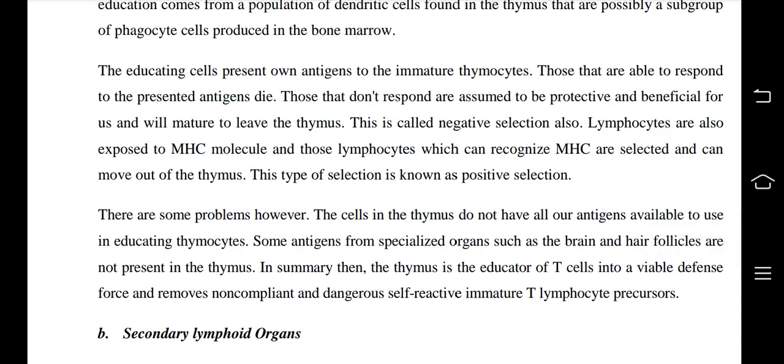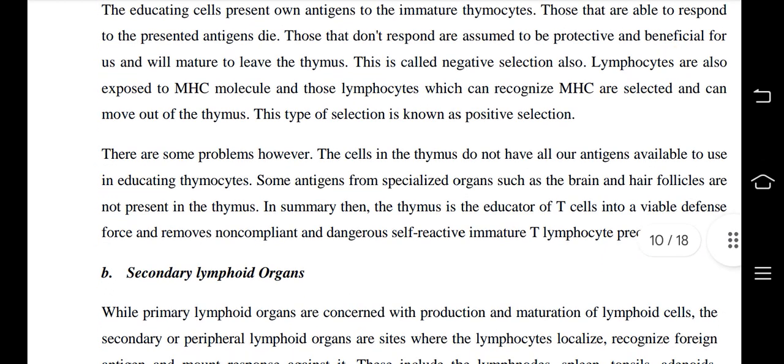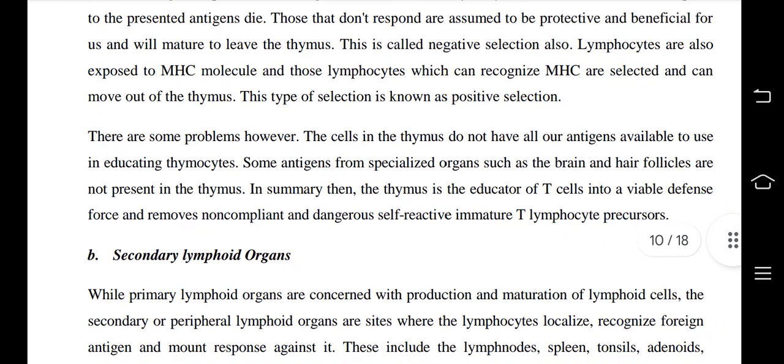The educating cells present antigens to the immature thymocytes. Those that respond to the presented self antigen die. Those that don't respond are assumed to be protective and beneficial for us and will mature to leave the thymus. This is called negative selection. Lymphocytes are also exposed to MHC molecules, and those lymphocytes which can recognize MHC are selected and can move out of the thymus. This type of selection is known as positive selection.